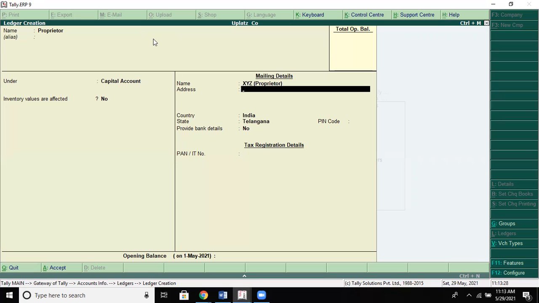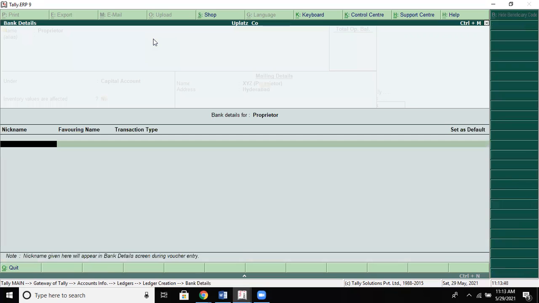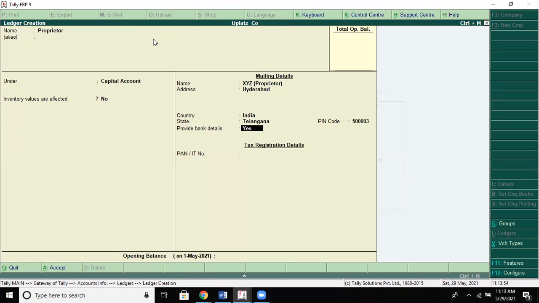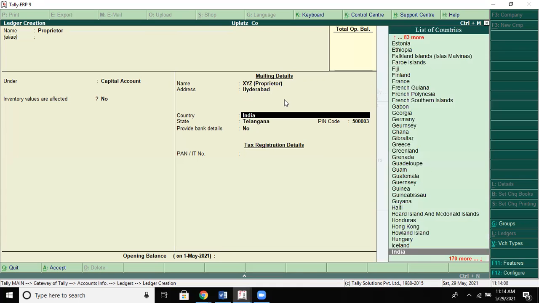Now the address. Let's say some address, country, language, state, pin code. You can also give the pin code, which is nothing but the zip code. Do you want to provide bank details? If you want to, press yes and give the bank details. If you don't want to provide it, we can directly go to no. Then tax details like the PAN details, the PAN of the proprietor. Usually the PAN of the proprietor has to be provided. So once the proprietor updates the PAN details, let us go with PAN.